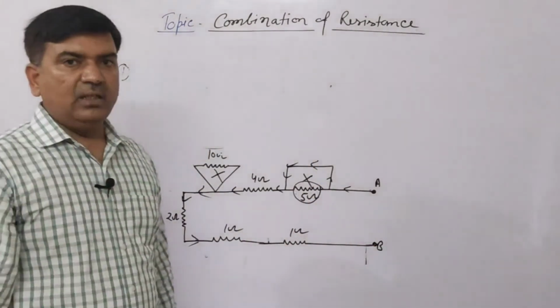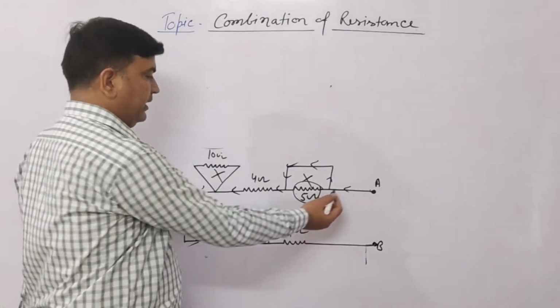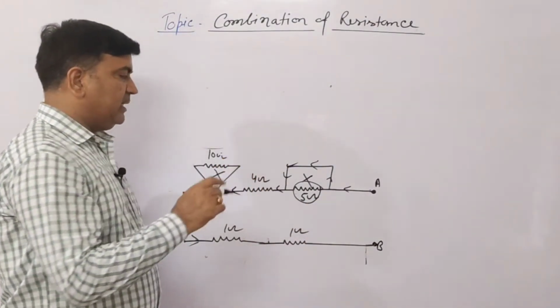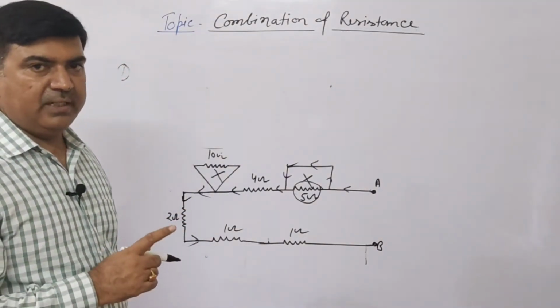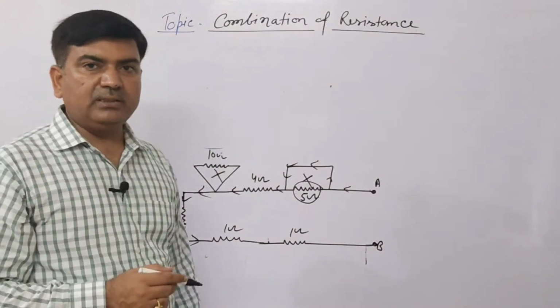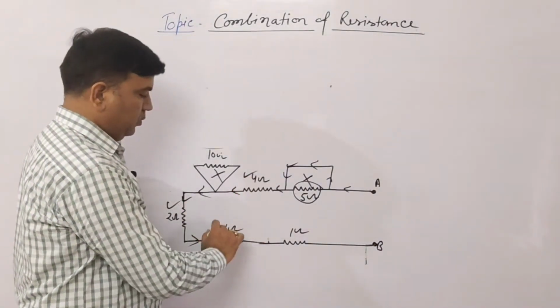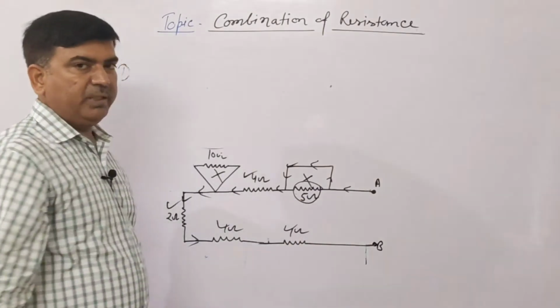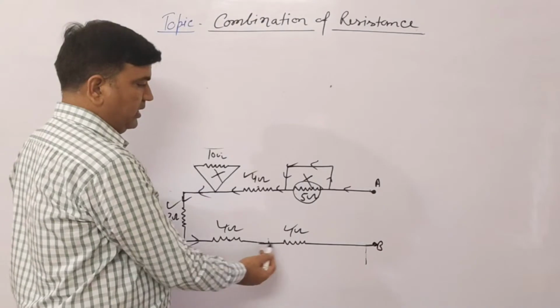And children, now see how many resistances are joined in the direction of the current. If the current is the same in all the resistances in the direction of the flow of current, then all the resistances are joined in series. So now see the 4 ohm, 2 ohm, 1 ohm and 1 ohm. How many resistances are connected in series? 4, 2, 1 and 1.